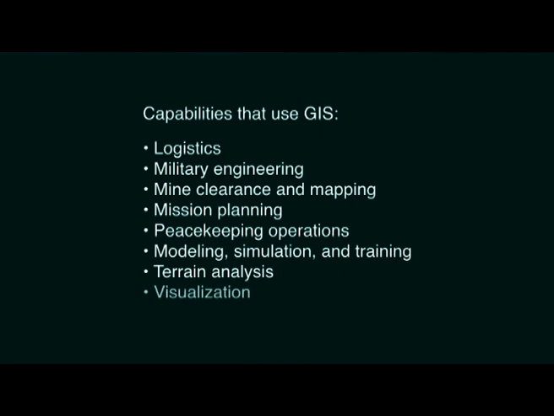Then the mine clearance and mapping. In the war front, especially, mine clearance and mapping utilize different technology, especially remote sensors and all, locating the mines and clearing them, using unmanned vehicles and all. So, mine clearance and mapping of which are all the areas where the mine clearance has already been done. So, that can be mapped, and for that GIS can be utilized.